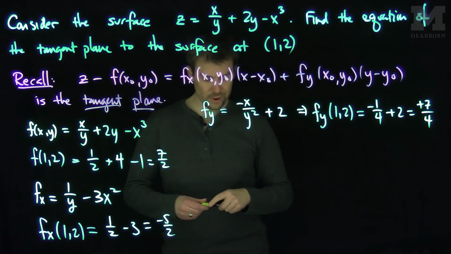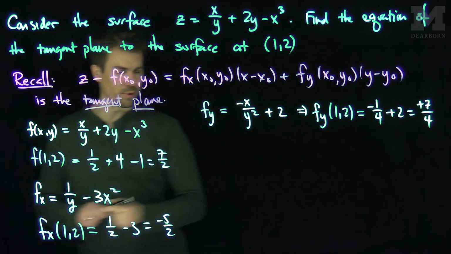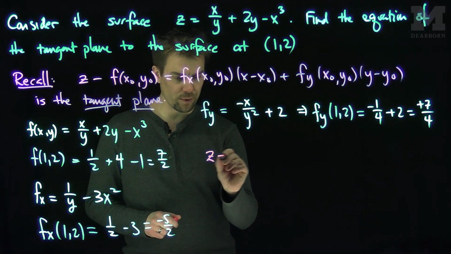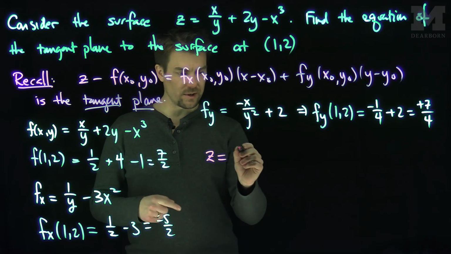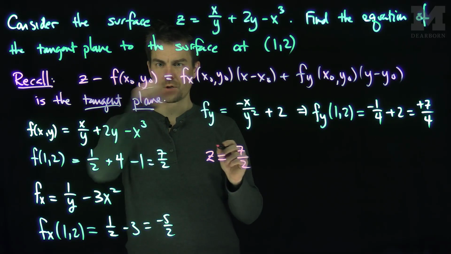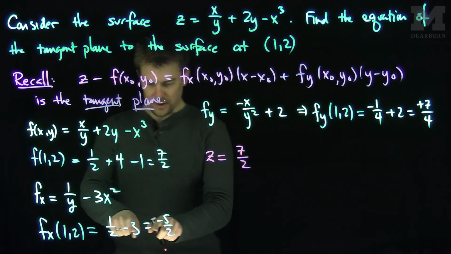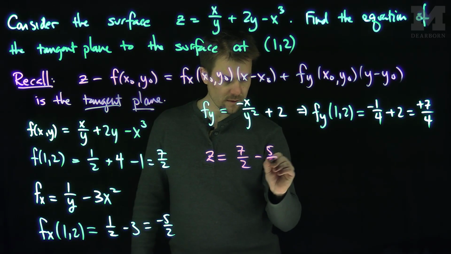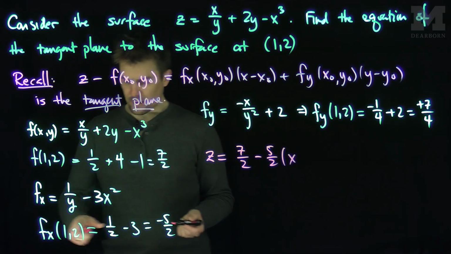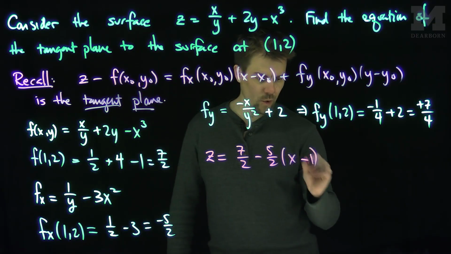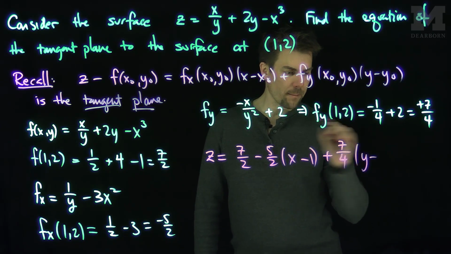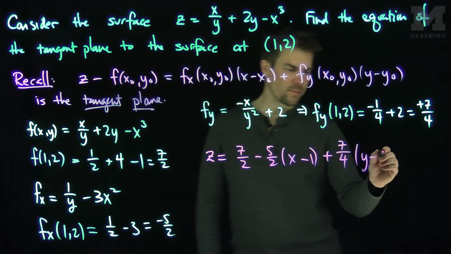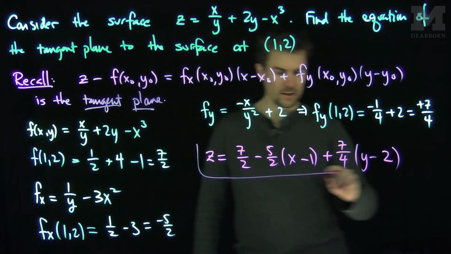Now we can fill in our tangent plane. The equation of our tangent plane, z, is going to be the value of the function at (1, 2), which is 7/2. That's the value of my function, and I'll throw it on the other side. Then minus 5/2 times x minus x0, where x0 here is 1, so x minus 1. And then plus 7/4, that's the y derivative, times y minus y0, where y0 here is 2. And this is the equation of our tangent plane.